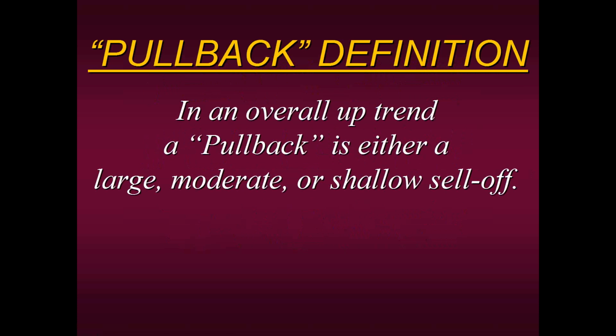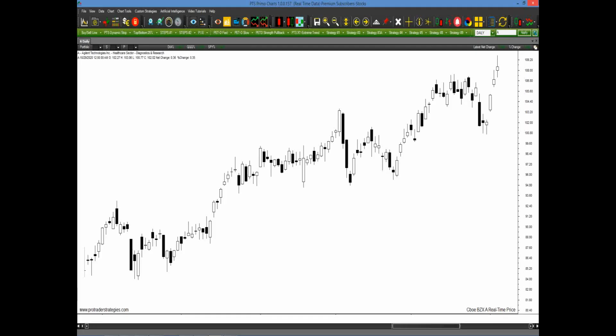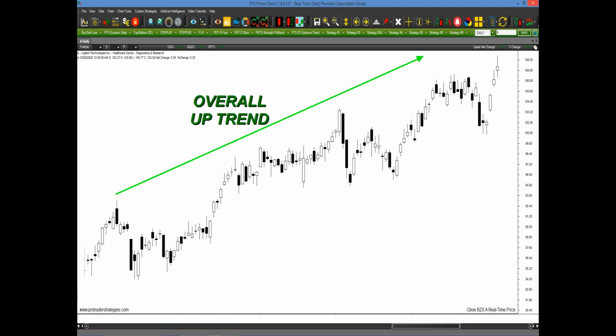That's all it is. So as we look here in this older chart of letter A, obviously in hindsight, the overall trend is up. So what we're looking for are these large, moderate, and shallow sell-offs. This is the ideal place to buy right here at the bottom, okay?